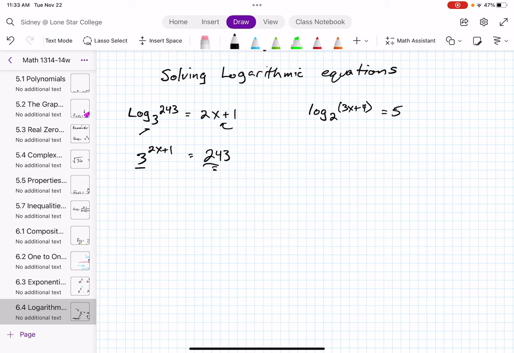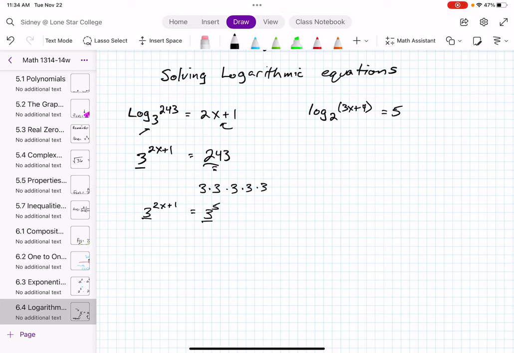So 243, if you check it out, start multiplying by 3. 3 times 3 is 9, times 3 is 27, times 3 is 81, times 3 is 243. So 243 is 3 to the 5th power. So if I write this down, I have 3 to the 5th power.